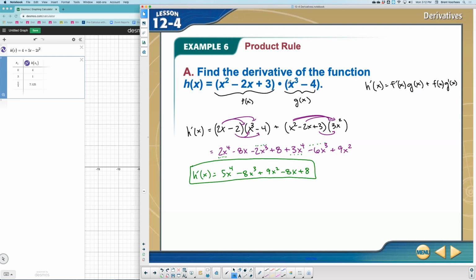Okay, so could I have distributed and still got the same answer? Let's check that and see. So I could have written h of x as being equal to, if we distribute this, I could have said this was 8x squared times x cubed is x to the 5th. So x to the 5th minus 4x squared. And now I distribute this portion, minus 2x to the 4th plus 8x, and then positive 3x cubed minus 12.